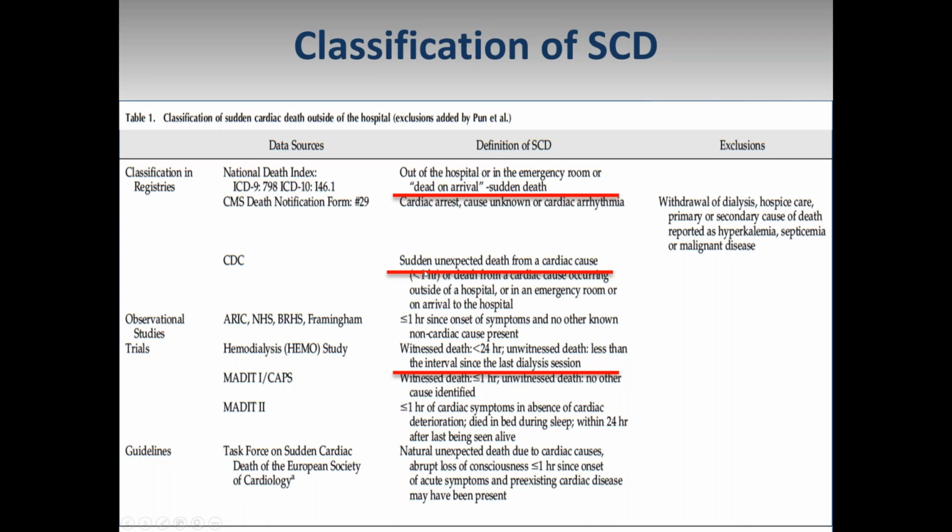What's important is that it's the sudden unexpected death from a cardiac cause, that it occurs within an hour or 2 hours of symptoms, and then you're rushed to the emergency room, or you may die at home, or die as you arrive at the hospital. This isn't the deaths that occur in the hospital or that are expected, but the unexpected deaths. What's complicated in dialysis patients, especially in North America, is that some of the patients are at home and have not been witnessed. And so the HEMO study had to classify sudden cardiac death as an unwitnessed death between dialysis sessions. Because of this, we really need to do a much better job of studying sudden cardiac death within the dialysis population.